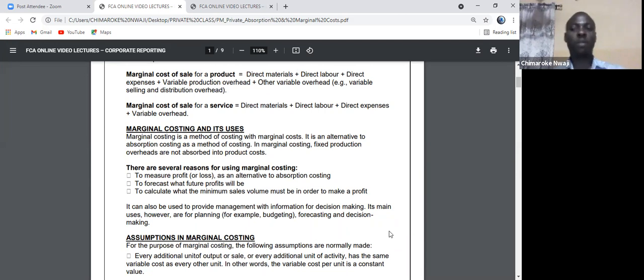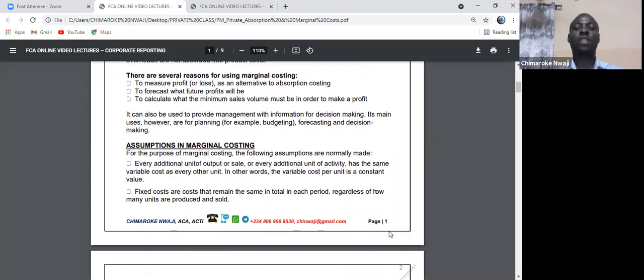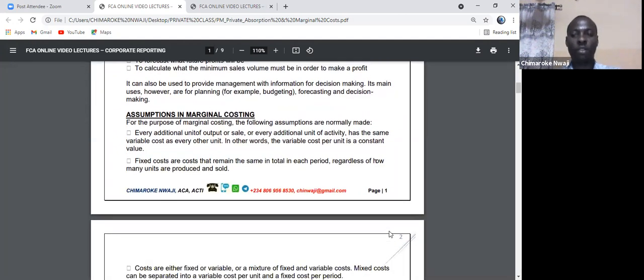Now, what about the assumptions of marginal costing? What are some of the assumptions in marginal costing? For the purpose of marginal costing, the following assumptions are usually made. One, every additional unit of output or sale, or every additional unit of activity, has the same variable cost as every other unit. So in other words, the variable cost per unit is a constant value.